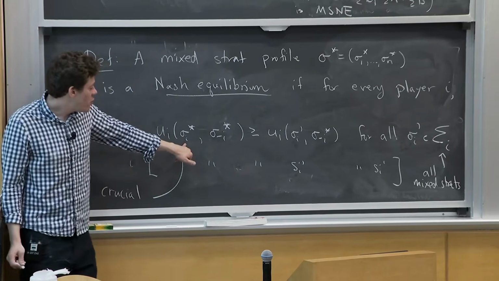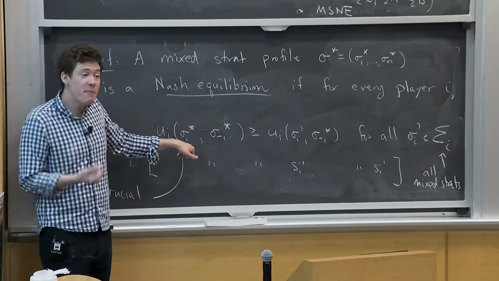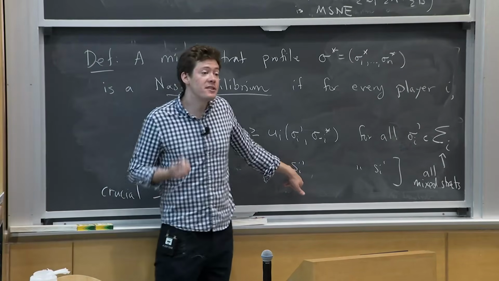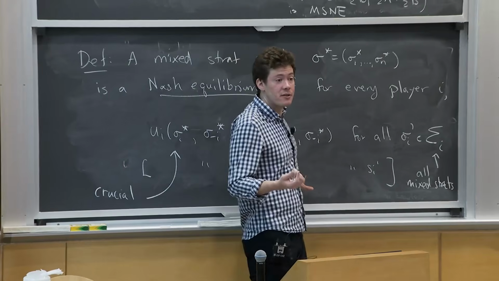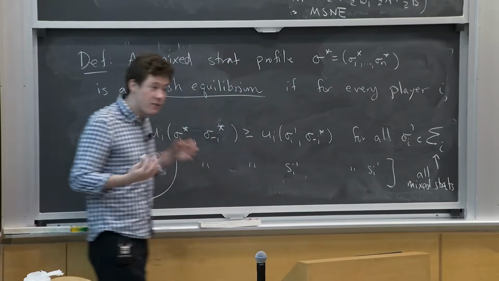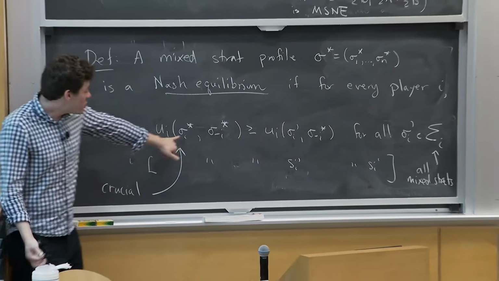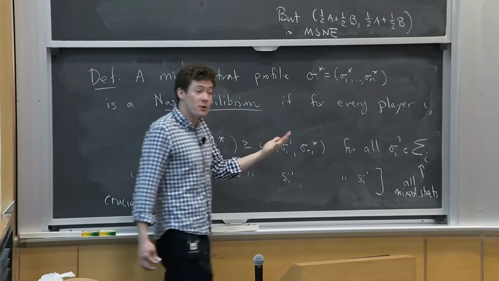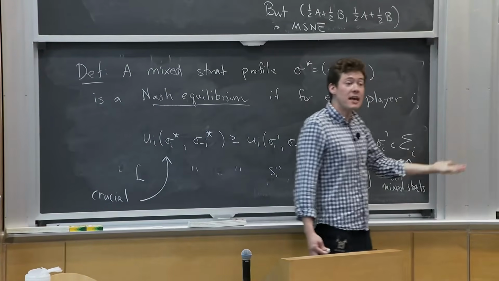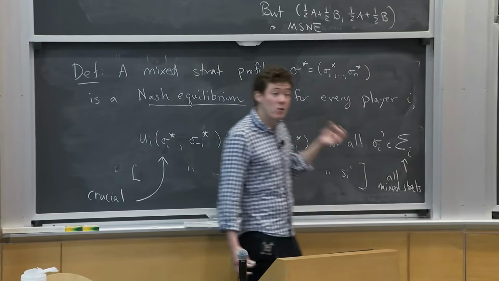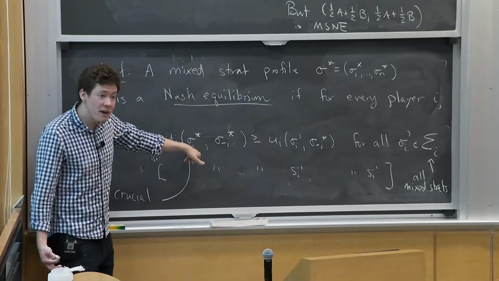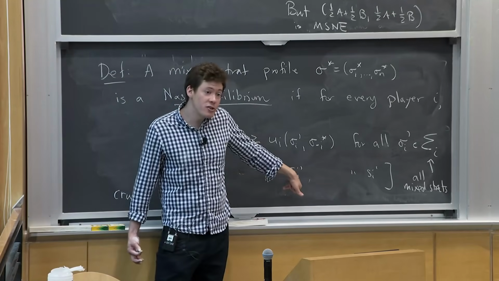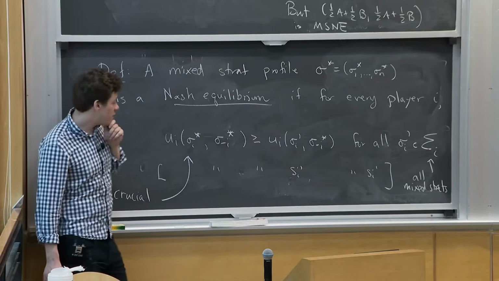It's crucial that we're allowing my equilibrium strategy to be mixed and not pure. But when I contemplate the deviations, it's enough to only look at pure strategies. And that's a key difference here. So indeed, how can we tell that mixtures matter? Well, already in this game here, we saw that it didn't have a pure strategy Nash equilibrium, but it does have a mixed strategy Nash equilibrium. So the fact that we allow the equilibrium strategy to be mixed is essential. But when you're contemplating deviations, you only have to worry about pure strategies.